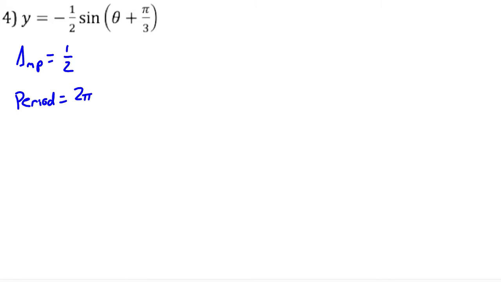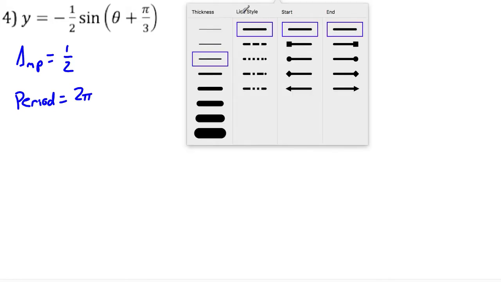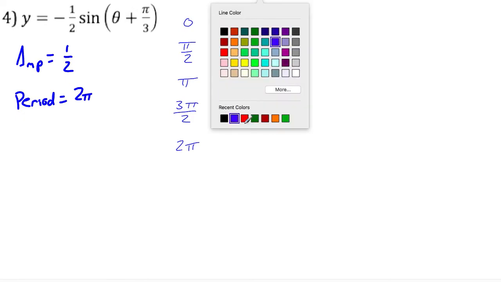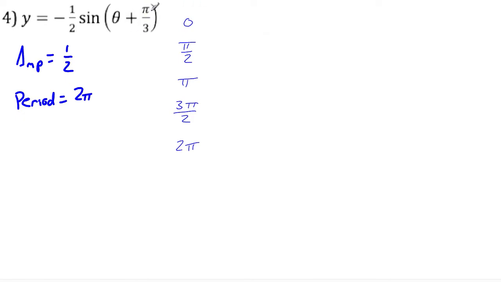All right, and what I'm going to do now is start with my values, 0, pi over 2, pi, 3 pi over 2 and 2 pi. And I'm going to subtract pi over 3 because here I'm adding pi over 3. So subtract pi over 3, subtract pi over 3, subtract pi over 3, subtract pi over 3, and see what I get. This is going to give me negative pi over 3.